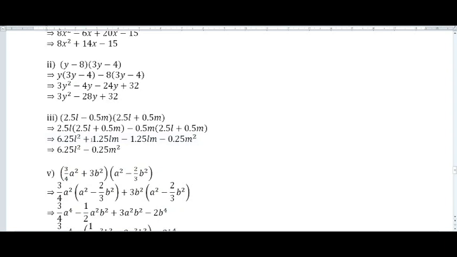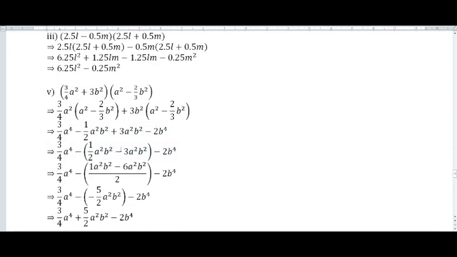So at the middle here, there are like terms, that is 1.25 LM minus 1.25 LM. They are the same number, with their mathematical sign different, so we have to cancel it. 1.25 LM cuts with 1.25 LM. Okay, so the remaining one is 6.25 L square minus 0.25 M square.